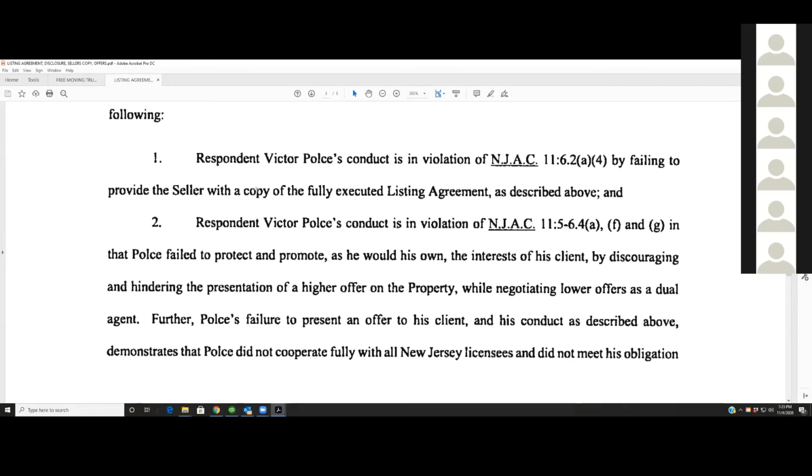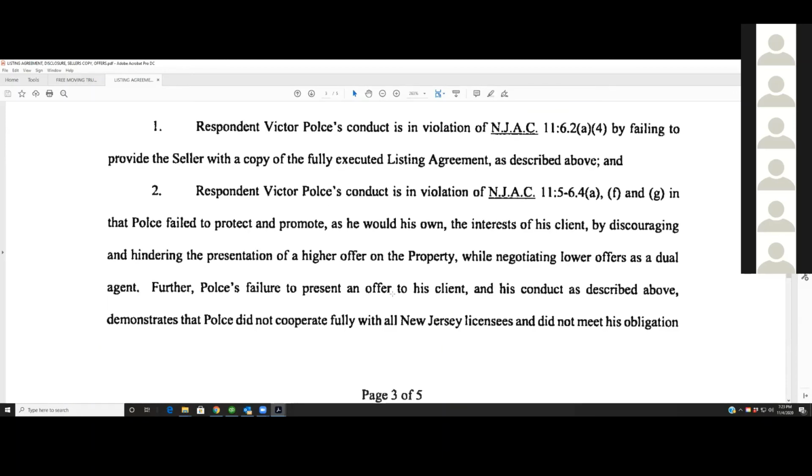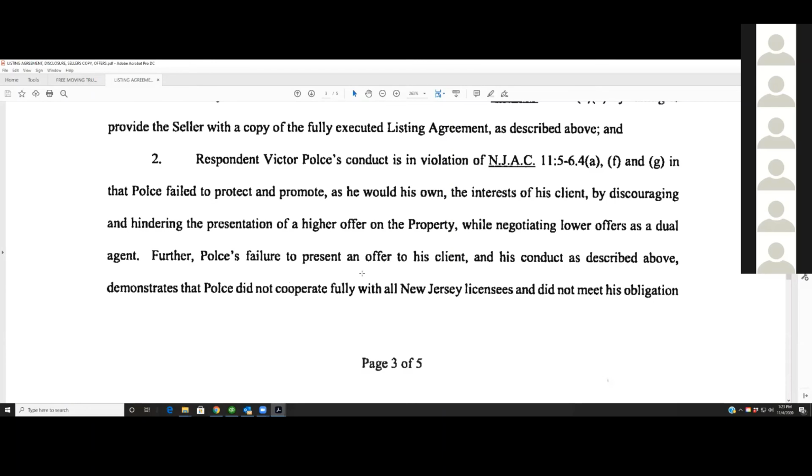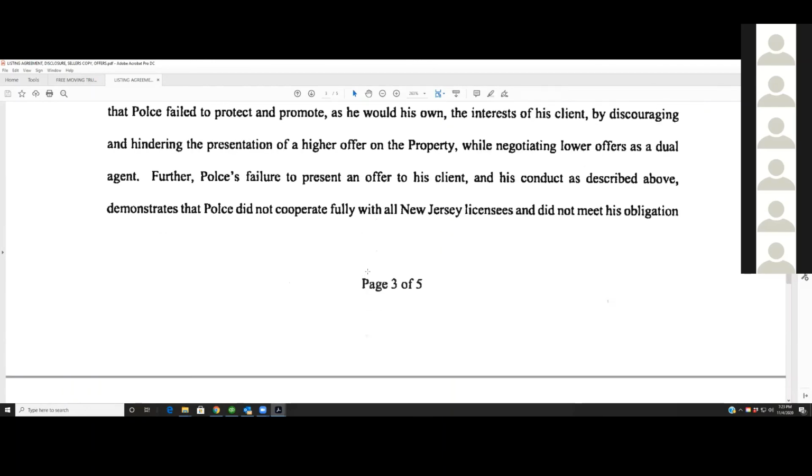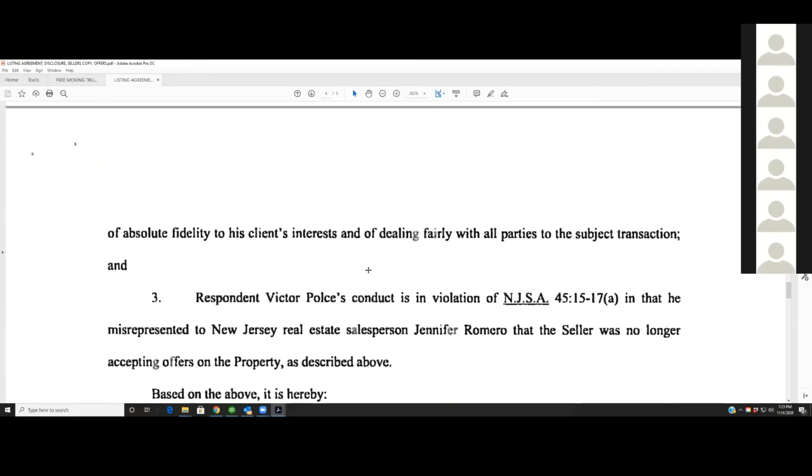by failing to provide the sellers with a copy of the fully executed listing agreement. So you have to give your sellers a copy of the listing agreement, right? Yes. And they were in violation of policy, failing to protect and promote the interest of his clients as he would his own, by discouraging and hindering the presentation of a higher offer on the property while negotiating lower offers as a dual agent. So did everybody understand why he got in trouble? Oh, yeah. Right? So let's see the fine.